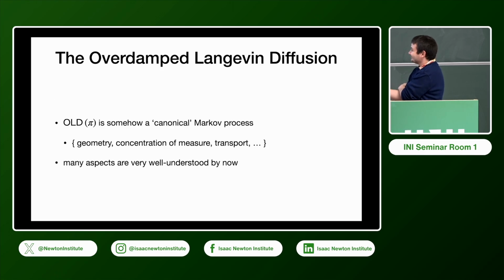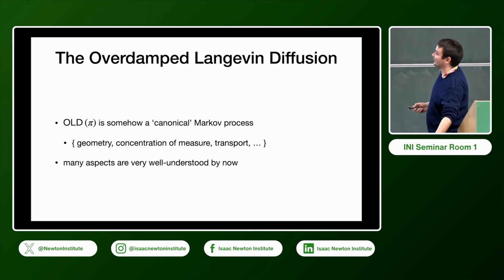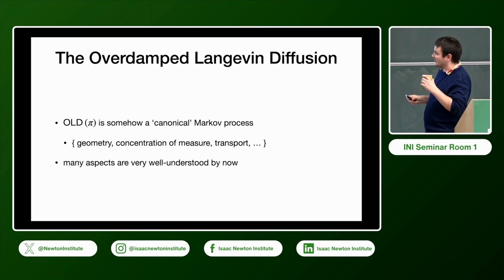Okay, so as I said, it's somehow canonical, but this means it comes with a rich understanding. There are a lot of features of a probability measure pi that you can probe, like its geometry in some loose sense, how it interfaces with concentration of measure and optimal transport and things like this, which are naturally probed by studying this diffusion process. You can learn quite a lot about it from that. And so various aspects of it are well understood by now, and I'll be a bit more precise about that momentarily.